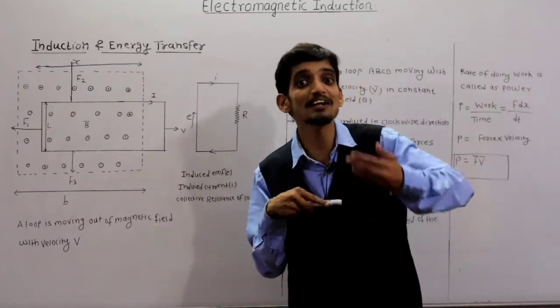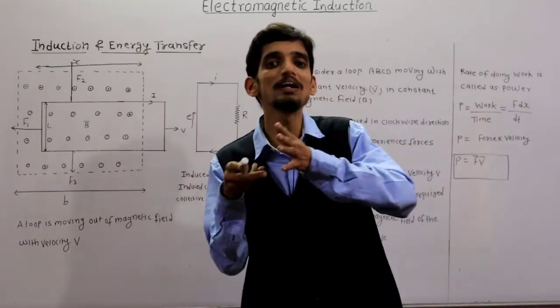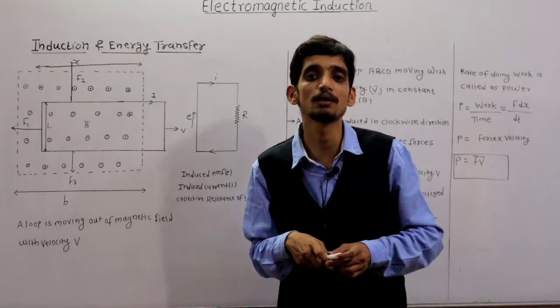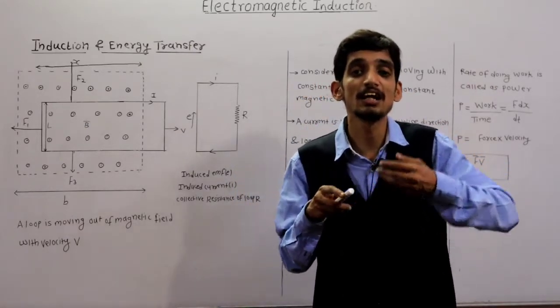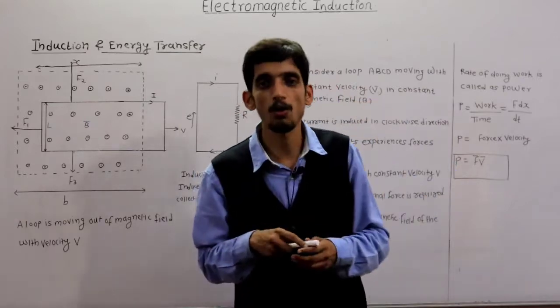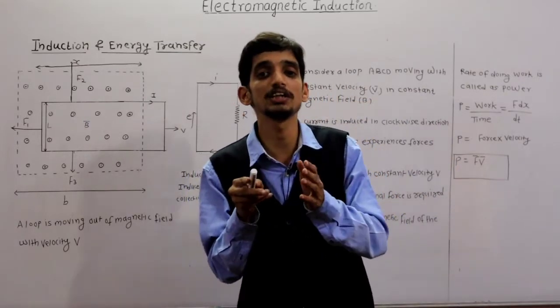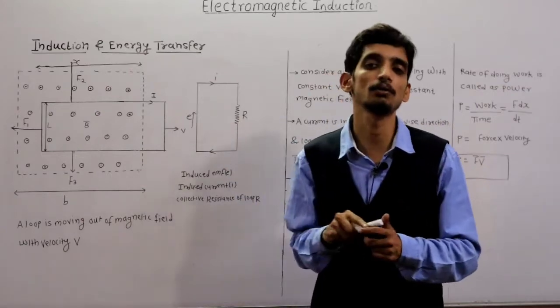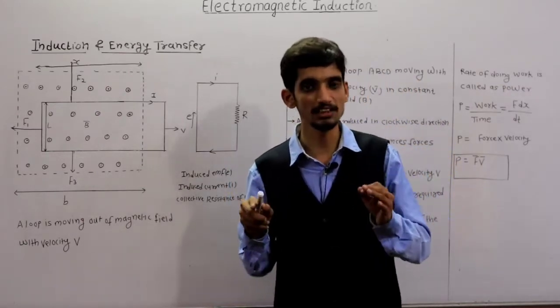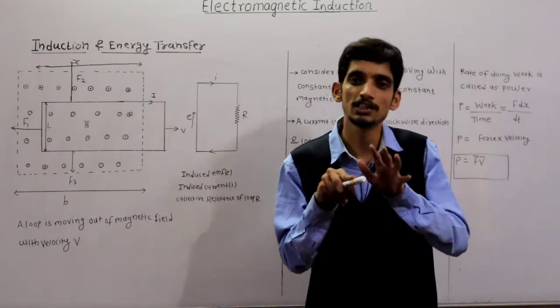After the presence of the magnetic field, whenever some conductor moves in the magnetic field, what electrical effects are observed, or how that electrical energy is obtained, that we have to discuss in this particular subtopic. Clear? So this is the background of this subtopic.